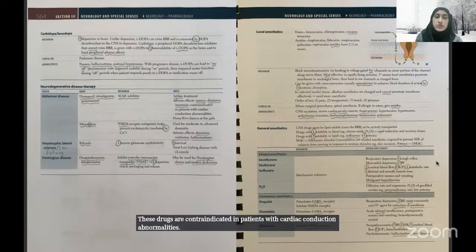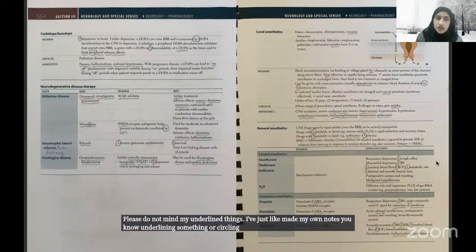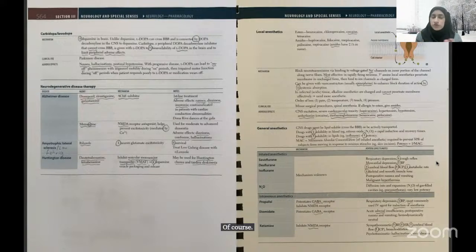The next drug, which is used for moderate to advanced dementia, that's memantine. Please do not mind my underlined things. I've just made my own notes, underlining something or circling something just to help myself. Of course, you're free to have your own methods of memorizing or recalling. So memantine, sorry, is an NMDA receptor antagonist. The reason why I've circled N is for me to remember that it's an NMDA receptor antagonist. You might call it clever.